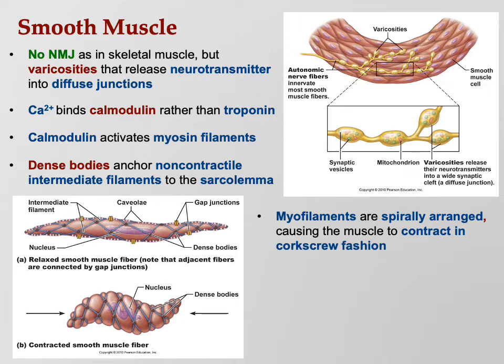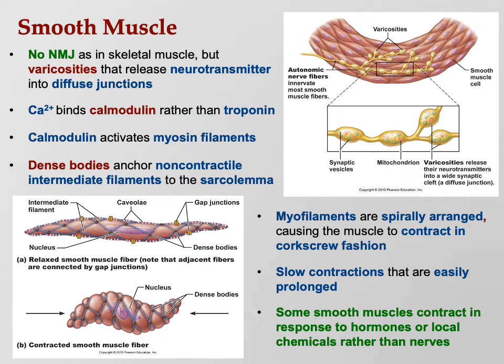Myofilaments are spirally arranged, causing the muscle to contract in a corkscrew fashion, which is what I was just describing with the washcloth. Slow contractions that are easily prolonged, and some smooth muscles contract in response to hormones or local chemicals rather than nerves, local chemicals like paracrines. So, a lot of differences between smooth and skeletal muscle.